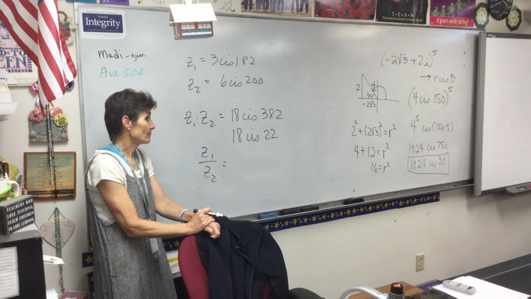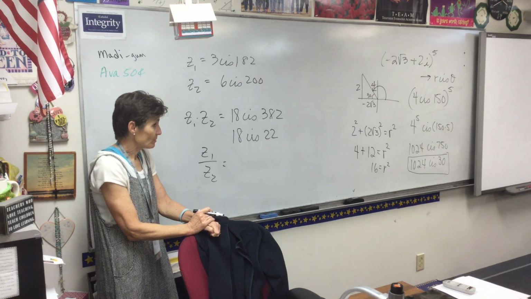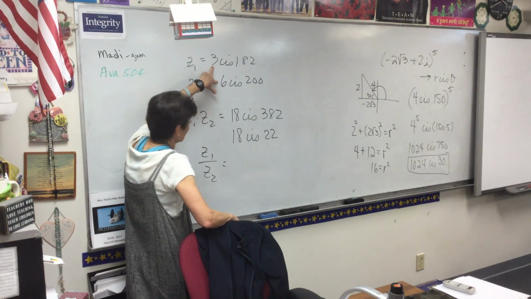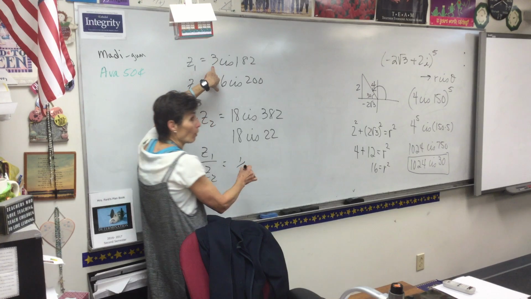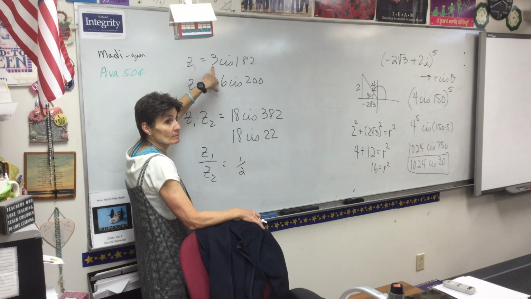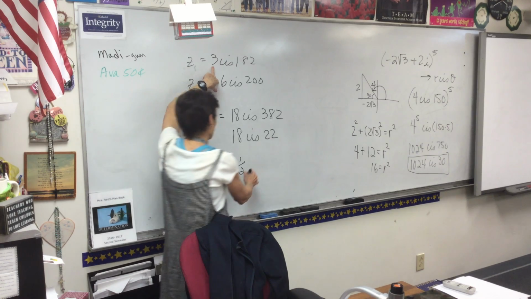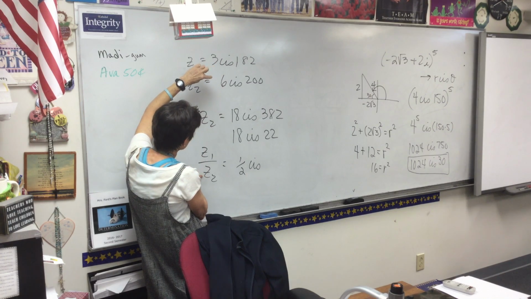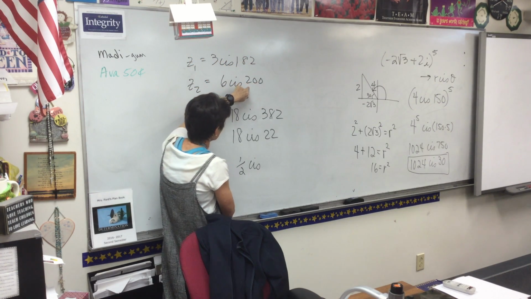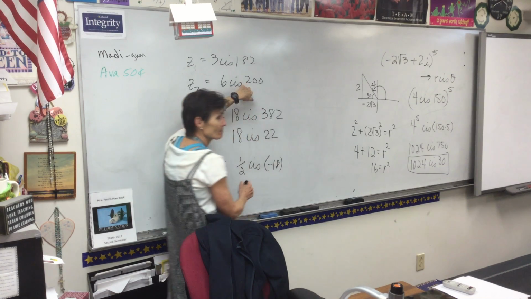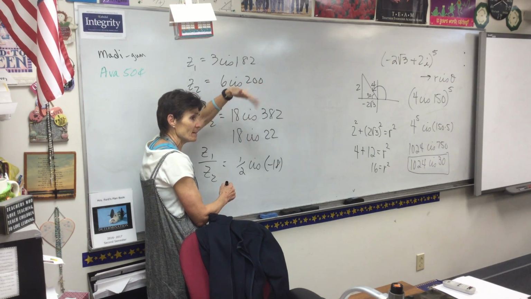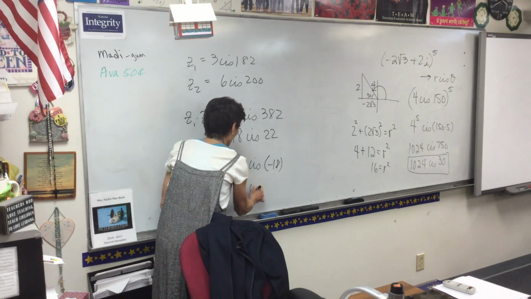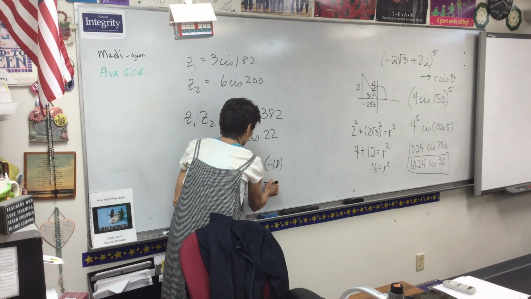Bo, you follow along there? Got that? How do I do the division then? Jordan? Divide 3 and 6. So that would be 1/2. Or if you prefer, you can put 0.5, right? And then what? Subtract 182. If it's Z1 divided by Z2, it's gotta be 182 minus 200, which is what, negative 18? But wait a minute, that's too small. So now we're gonna add 360. So we have 1/2 CIS 342.